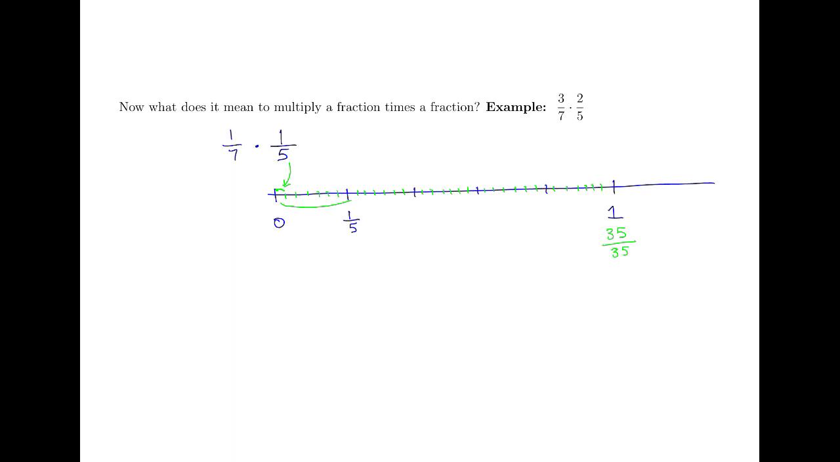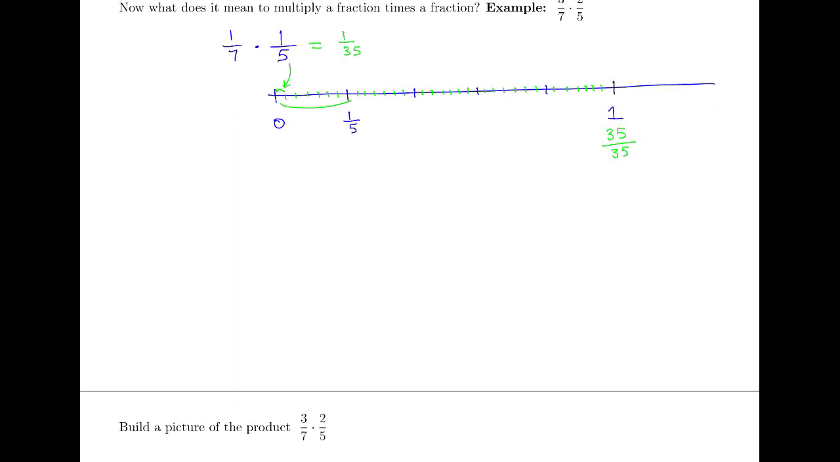So 1/7 of 1/5 is the same thing as 1/35. And I want you to take a moment to realize that this is also going to be the same thing if you multiply 1/5 times 1/7. If you start with 7ths and you divide those into 5ths. Okay, so now we can actually look at the 3/7 times 2/5.